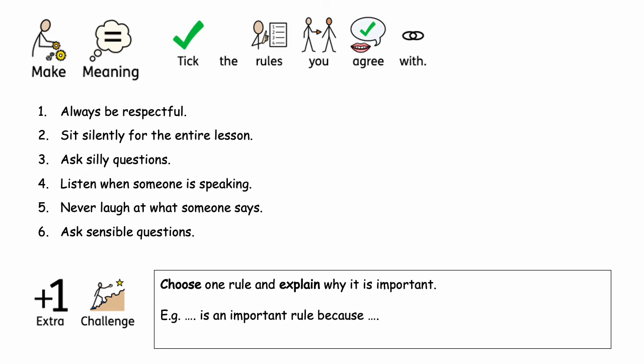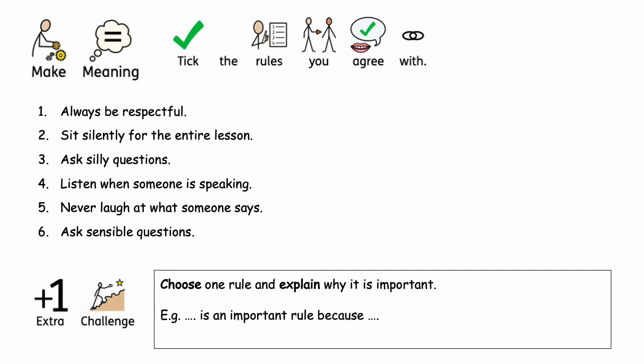Asking silly questions, I would not agree with that as a rule. I think that would not be very helpful for a classroom in which students are trying to learn and participate. So I would not tick that answer. Number 4, listen when someone is speaking. I agree that is very important, so I would tick that if that was me.